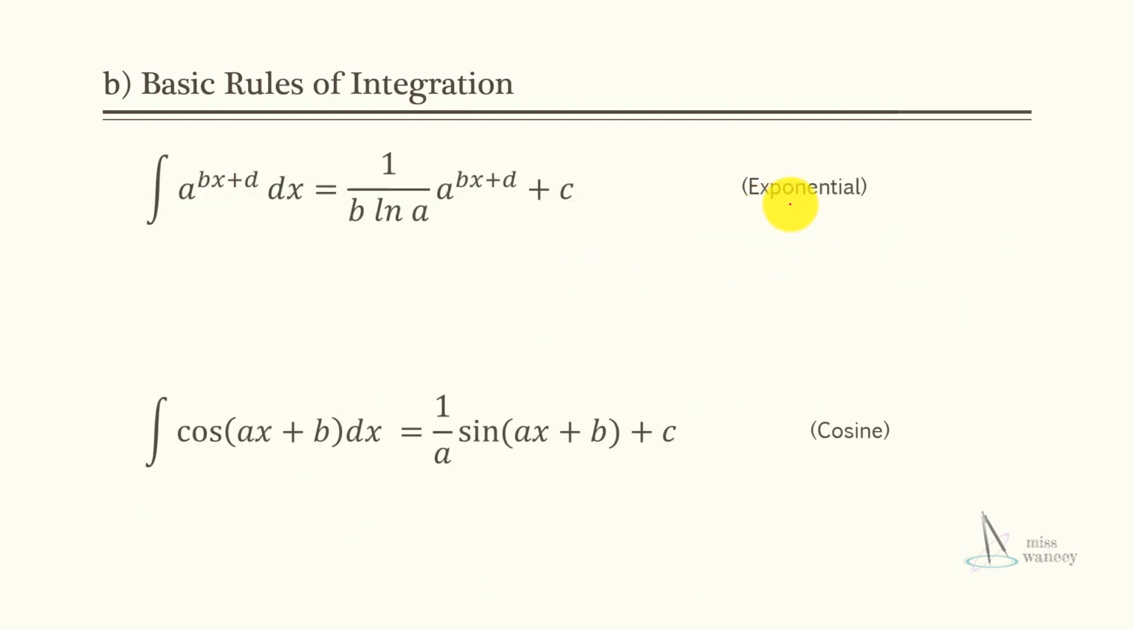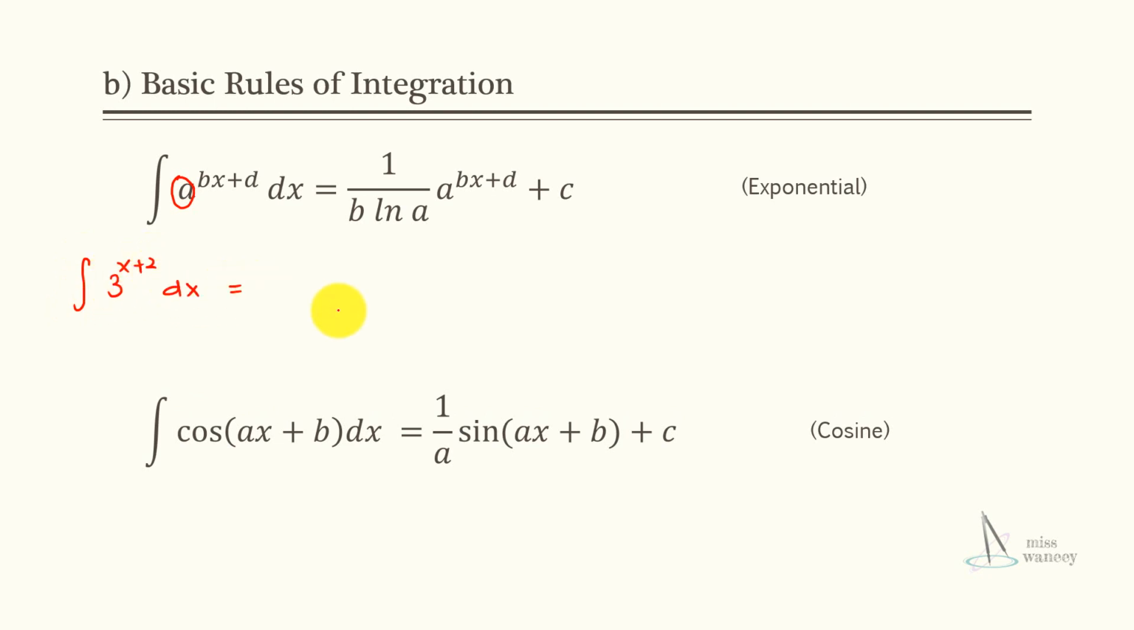Okay, so this is for the exponential, but instead of having e as the base, we are having some positive number here, a. Okay, so a to the power of bx plus d, so I avoid using c because otherwise we might get confused with this constant. So bx plus d dx, it will become 1 over b ln a, a to the power of bx plus d, plus c.